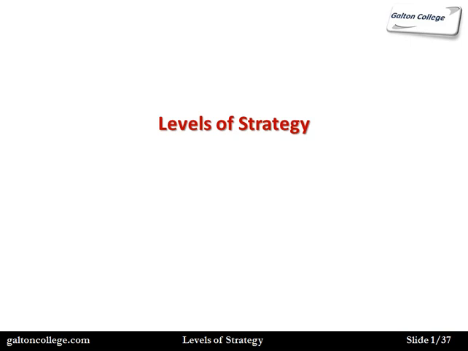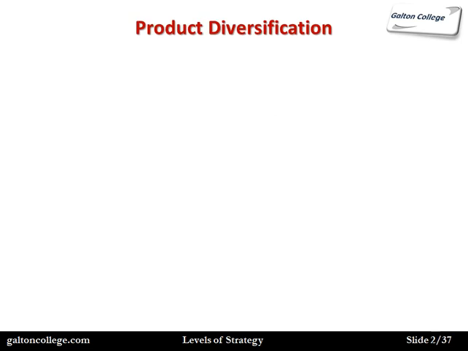In this session we're going to look at levels of strategy, and we're going to start by looking at product diversification. Now, when we look at a business, it's important to understand what the central focus of the business is. The central focus of the business may be associated with the production of a given product. Perhaps it produces several products, or it may only produce a single product. So we can classify the business according to the importance of particular products within the business.